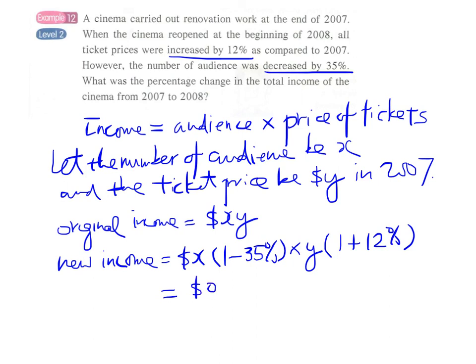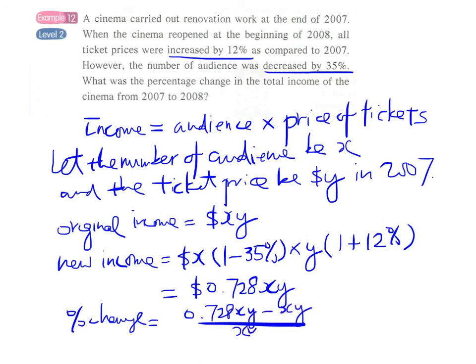So the answer is 0.728 times xy. You can see that there is a drop in the income. And so the percentage change will be the new value, 0.728xy, minus the original value, divided by the original value. And then finally multiply by 100%. So this will be minus 27.2%.